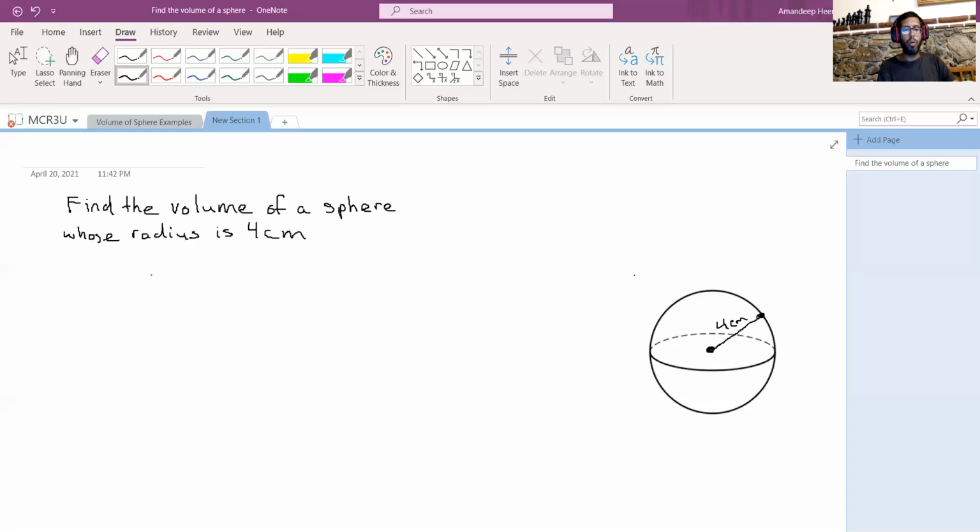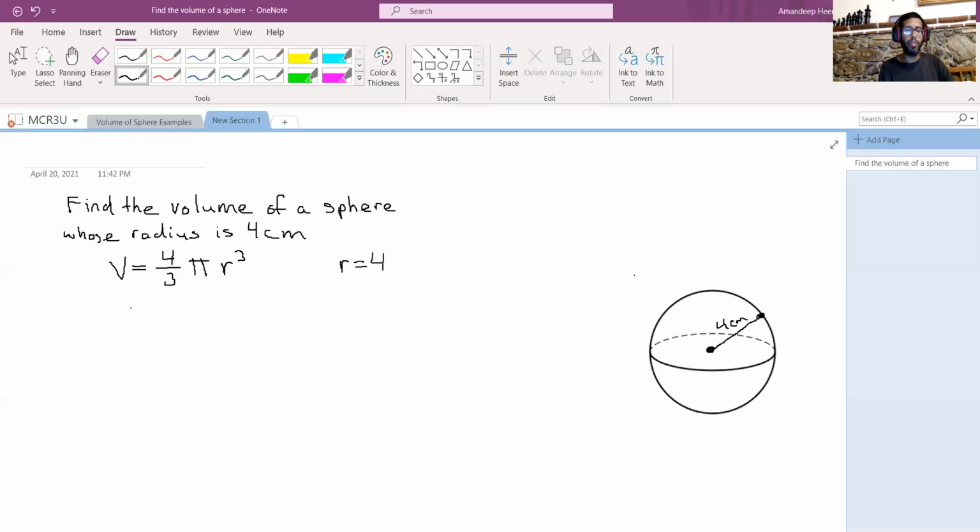So what is the formula for the volume of a sphere? The formula is V, so V stands for volume, equals 4 over 3 times pi times r cubed, where V is the volume, r is the radius, and pi is approximately 3.14. So now what we need to do is replace pi with 3.14. And what is r? Well, r here is 4, that's the radius, so we replace r by 4.